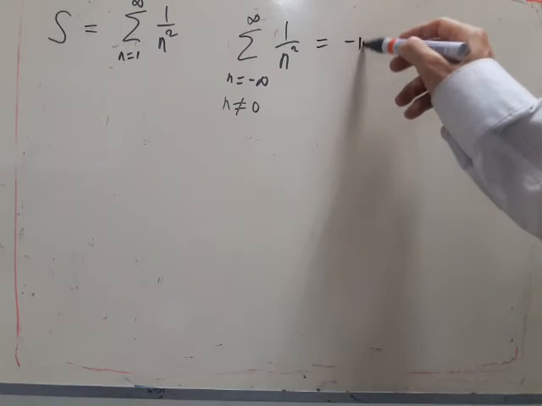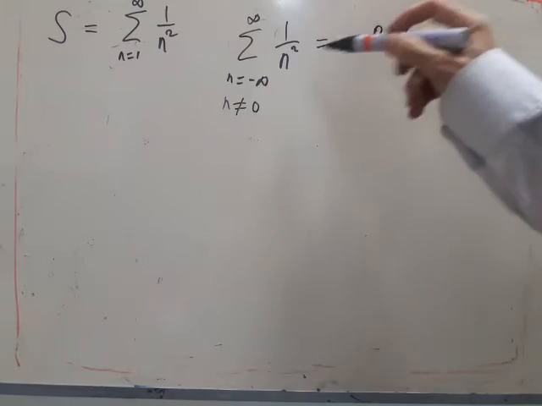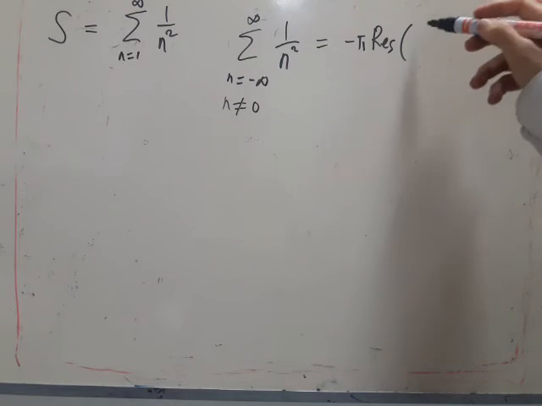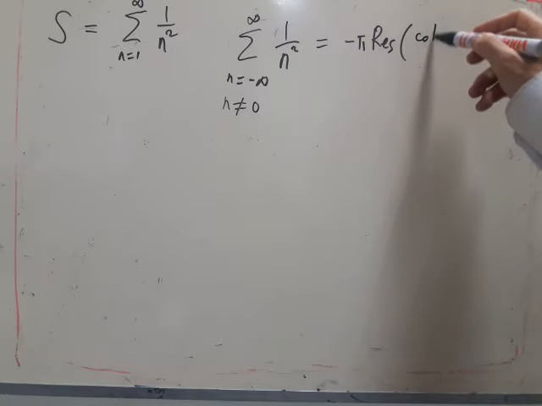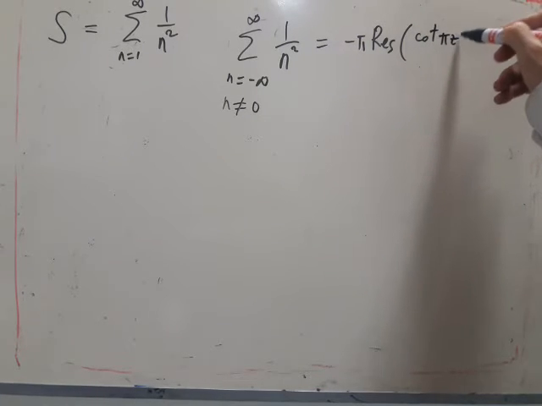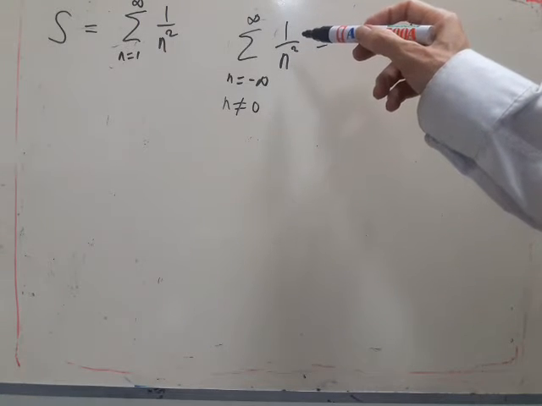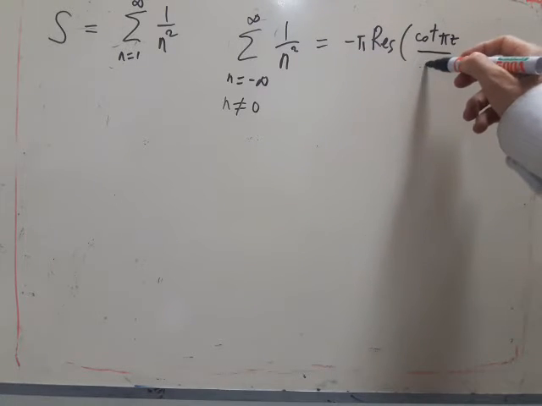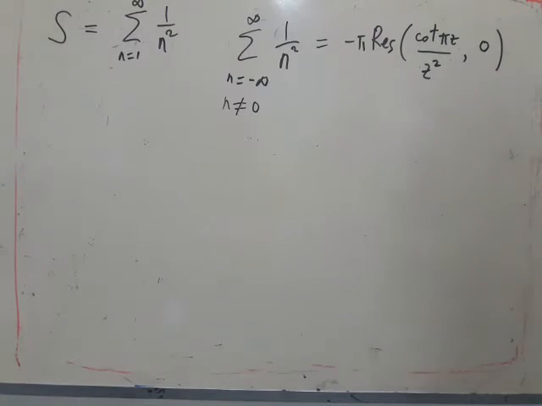This is equal to minus pi times the residue. So we then look at 1 over n squared. Obviously this only has one pole, which is at n equals 0. So it's a residue of cot pi z times f of z. So it's 1 over z squared, evaluated at 0.